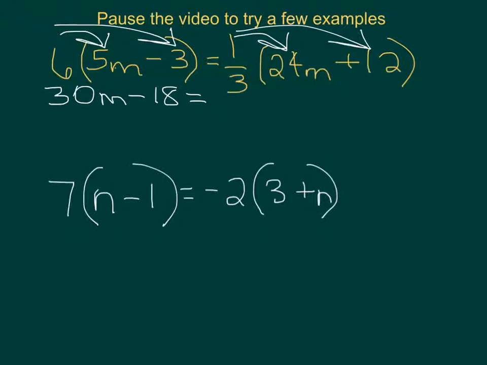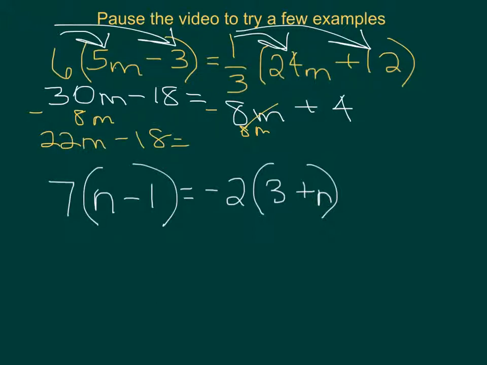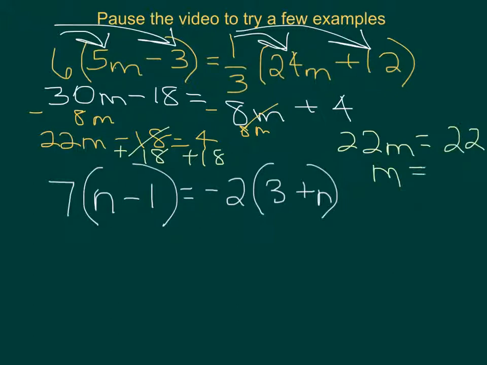1/3 of 24 is 8. 1/3 of 12 is 4. Now you want to get the m's together, so we're going to subtract 8 over here. Subtract 8 over here. So we have 22m minus 18 equals 4. We're going to add 18 to both sides. So I'm going to write it over here. 22m equals 22. So m would equal 1.